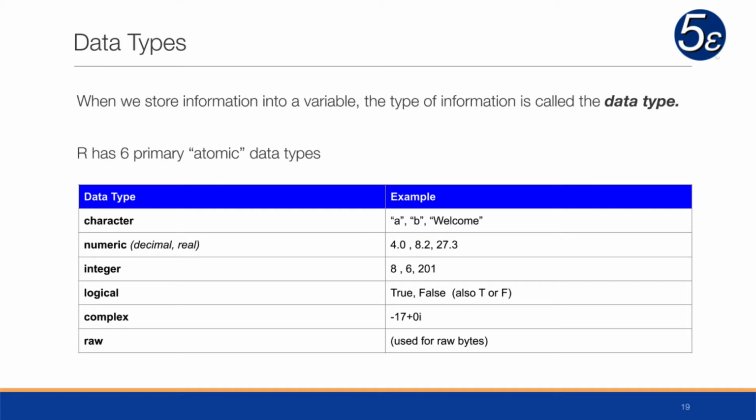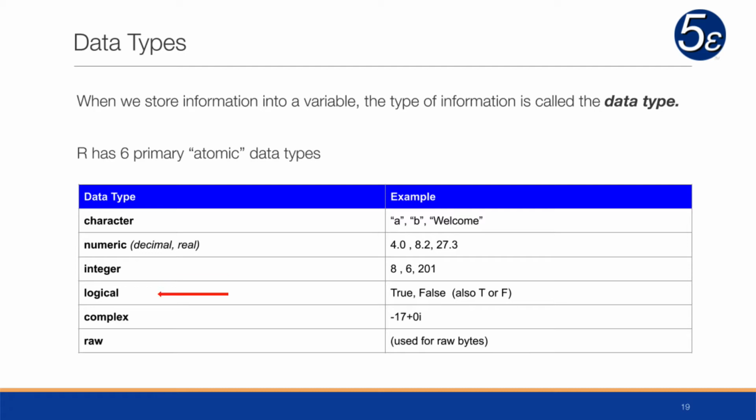R has 6 primary atomic data types, and an atomic data type is a base level or the most low-level type of data that you can have. R has character, which consists of letters and numbers or a mixture of such to create things we would know as strings. Numeric data types, which would have numbers that are decimal points or even potentially whole numbers, but you would have a 0.0 at the end. Integers, which are true whole numbers where there is no decimal point.